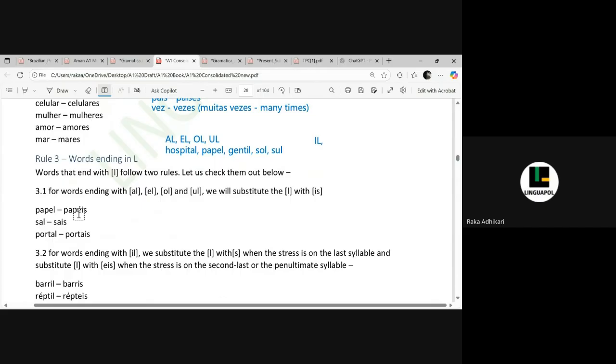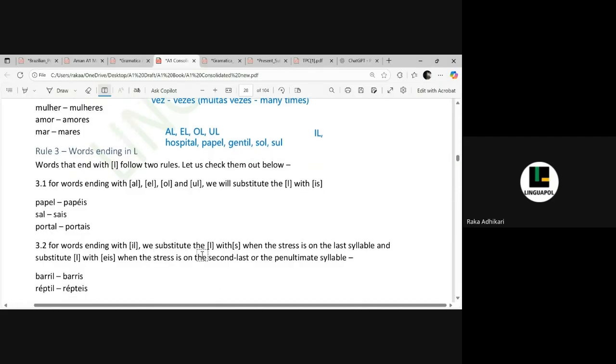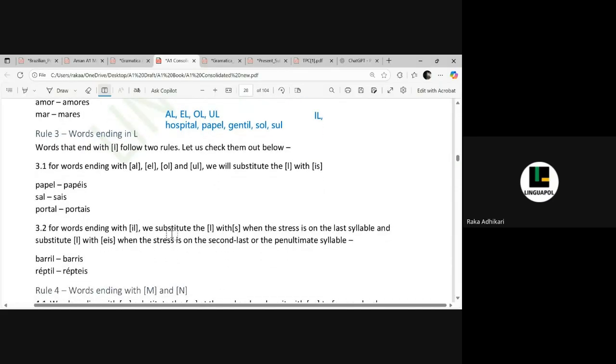Now, this rule cannot work with the words ending in IL. For example, if I take the word gentil, it is ending in L. So if I put the same rule there, then I'll remove the L from the end and I will add IS. So it looks weird. It is gentis. Doesn't work like that. It doesn't make any proper sound like that. That is why this rule does not work with the words ending in IL. That is why for the words ending in IL, we have to have a separate rule. Now let us see what is our different rule for words ending in IL.